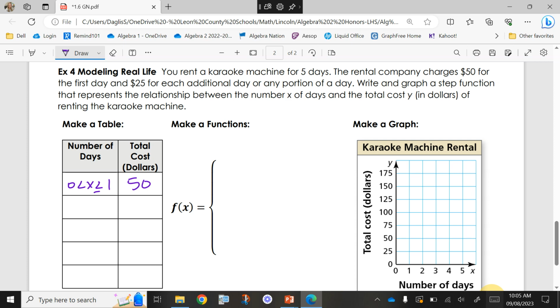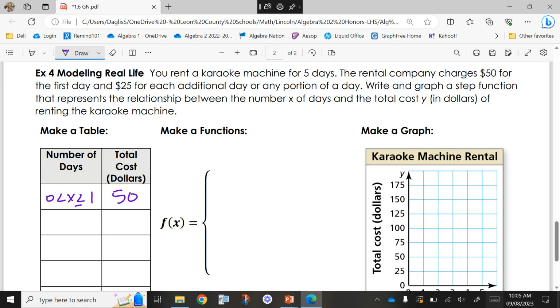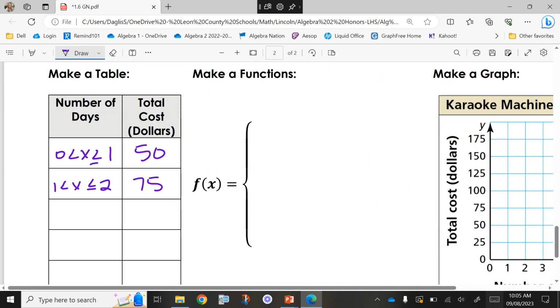What are you being charged on day 2? $75. Good. So after day 1, but up to day 2, you are now being charged $75. Okay. So we're not equal to 1 anymore because we're past that point. Our price has gone up. See a pattern going on here?